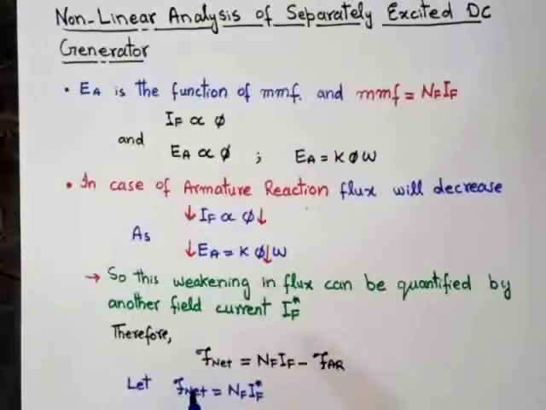As we know, net magnetomotive force is equal to actual magnetomotive force minus magnetomotive force due to armature reaction, because the magnetomotive force due to armature reaction basically cancels the effect of actual magnetomotive force. That's why net magnetomotive force will be equal to actual magnetomotive force minus magnetomotive force due to armature reaction. Let net magnetomotive force be equal to NF into IF dash.